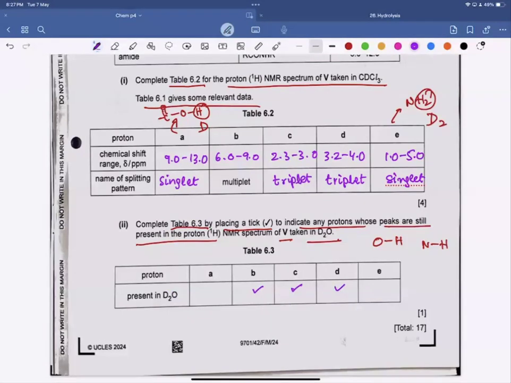If the neighbors are carbons and those carbons have hydrogens, they give the splitting pattern. If some other element is bonded, then there will be no splitting pattern. That is the rule that you need to remember during the exam, okay?